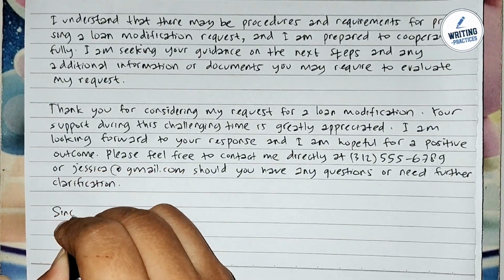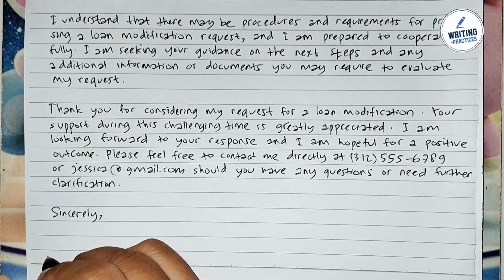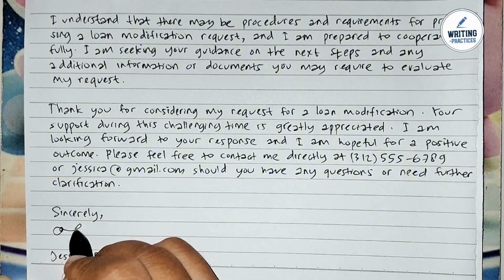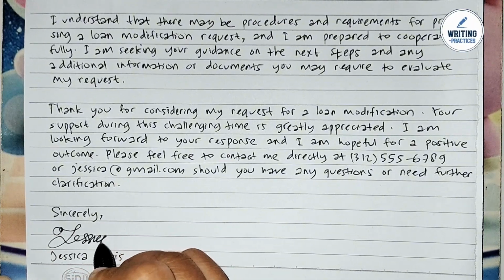And finally, you can close the letter with "Sincerely." Add your signature, and write your full name under it. So, that's how you write a loan modification request letter step by step.